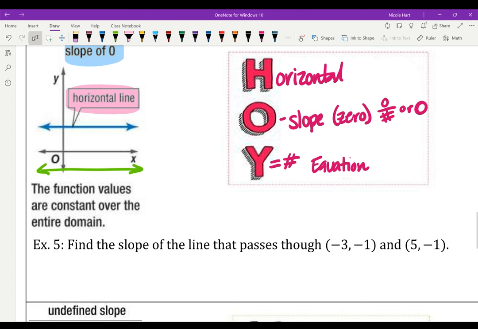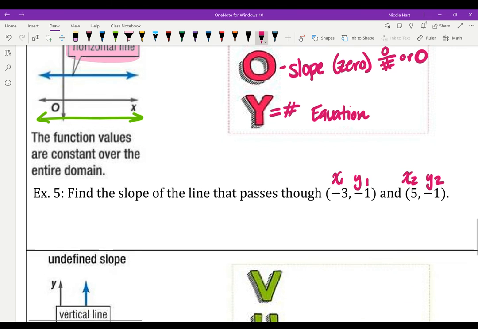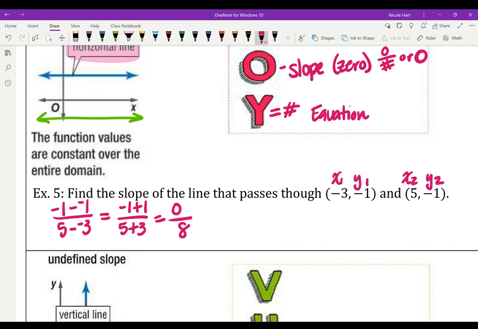Here we have an example. It says find the slope of a line that passes through -3, -1, and 5, -1. So again, we are going to use our slope formula. I'm going to number these x1, y1, x2, y2. And using our slope formula, y2, which is -1, minus -1 over 5 minus a -3. So we've got some subtraction and negative signs, so we need to turn some of these into addition. So -1 plus 1 over 5 plus 3. -1 plus 1 turns into 0, and 5 plus 3 is 8. So 0 on top gives me just a slope of 0. So this is going to be a horizontal line, and our slope is 0.